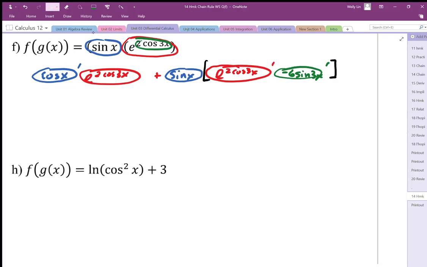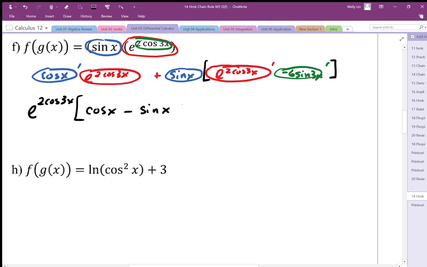I can simplify some of this. I can maybe take out a common factor. So I end up with a common factor of e to the 2 cosine of 3x. And then left inside is going to be cos x minus 6 sine x times sine 3x. And it doesn't look like that will simplify.